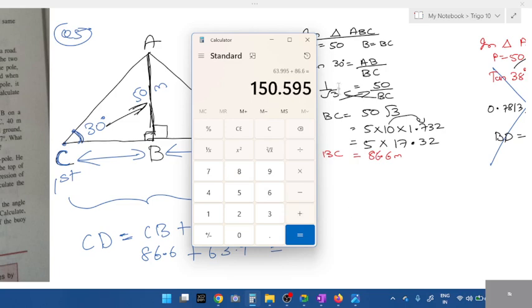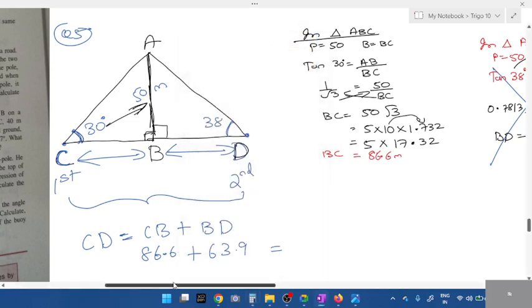Is it 150.5 or close to 6 meters? If you round it off, you're getting 150.6, right? What's the answer? 160.6. Okay, we got the answer.